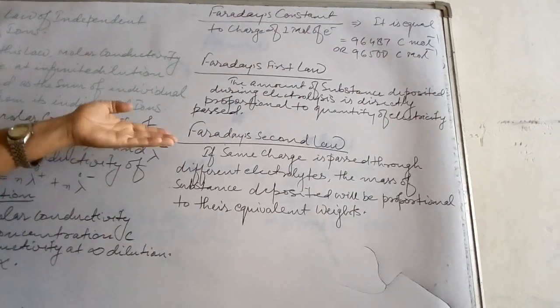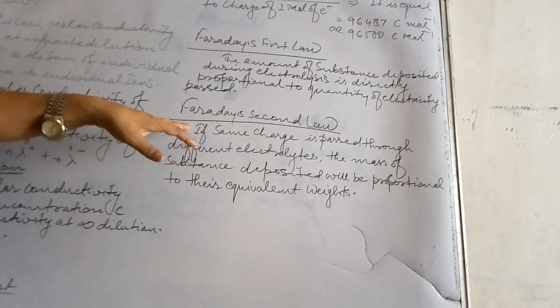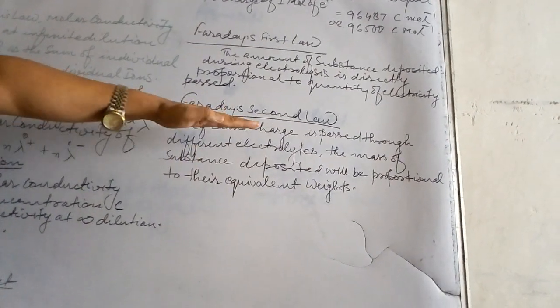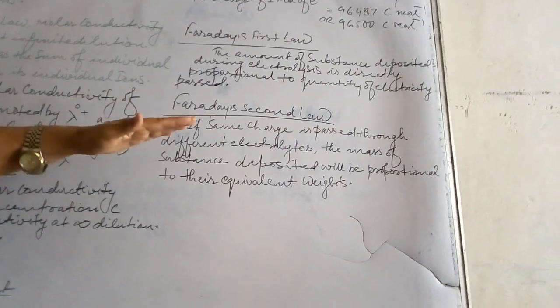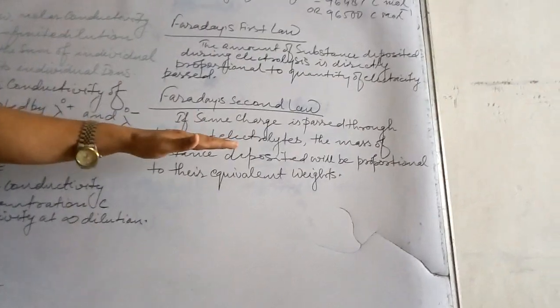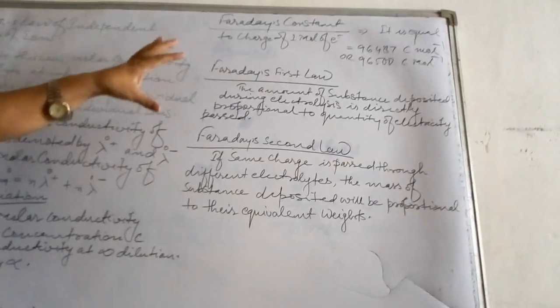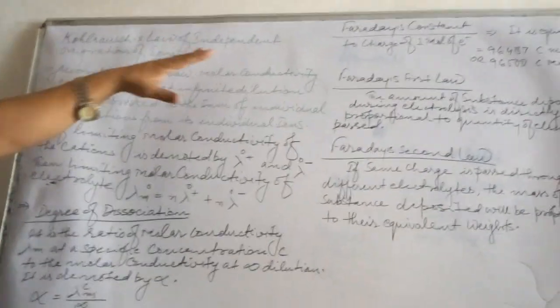Now the second law of Faraday says that if the same electrical charge is passed through different electrolytes, what will happen? The mass of substance deposited on a particular electrode will be proportional to their equivalent weights. So children, today in this lecture I have discussed Kohlrausch's law of independent migration of ions.